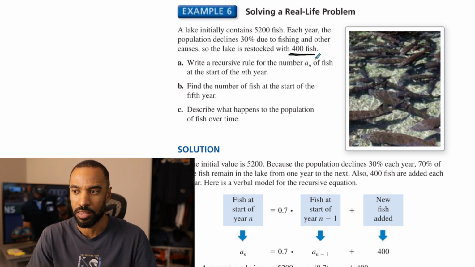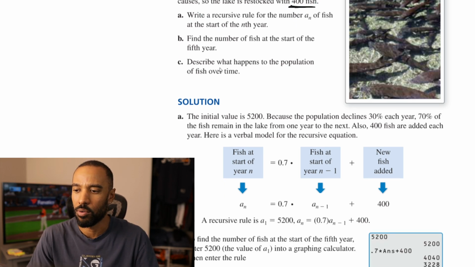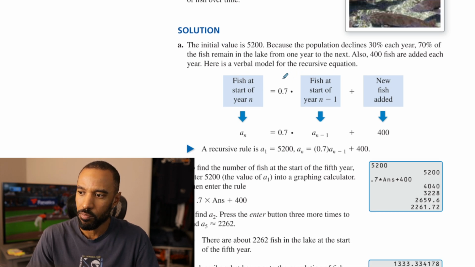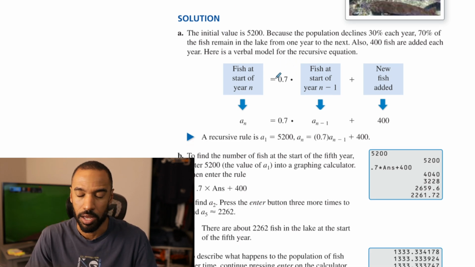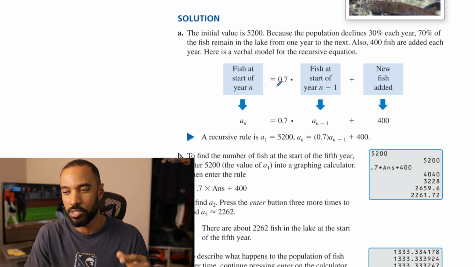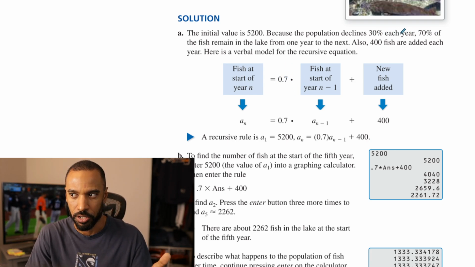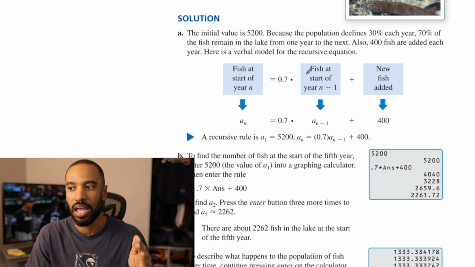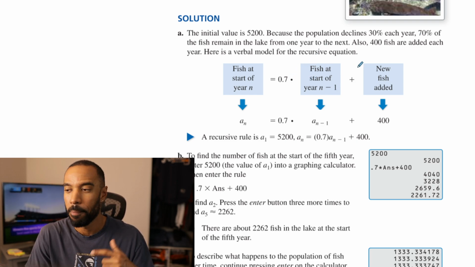They're probably going to do the same thing. This is a constant on a per year basis, and this is the percentage decrease. So write a recursive rule, part A. Now, recursive rule, that's the section. So you take a 30% decrease, which is 70% of, that's a subtraction. They're showing that right here. 70% of the previous amount that you had, and then they add 400 in addition to it.